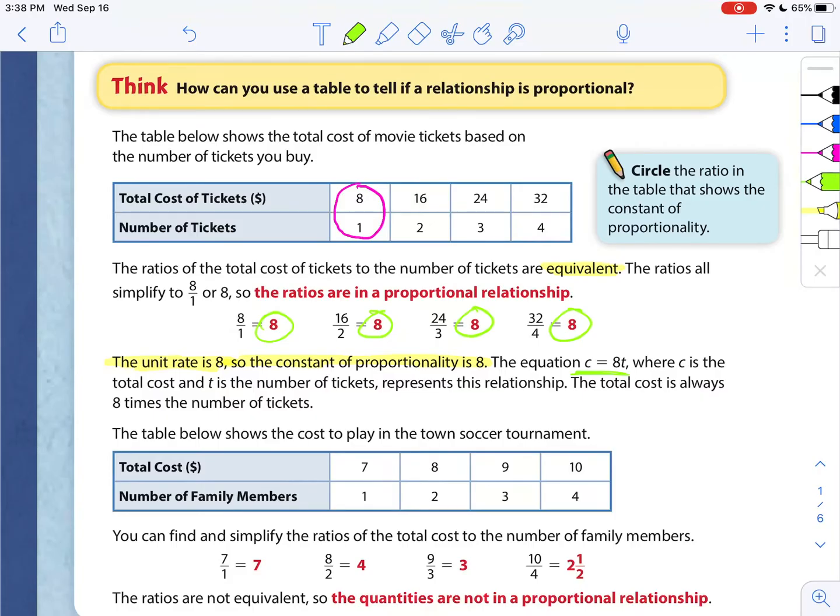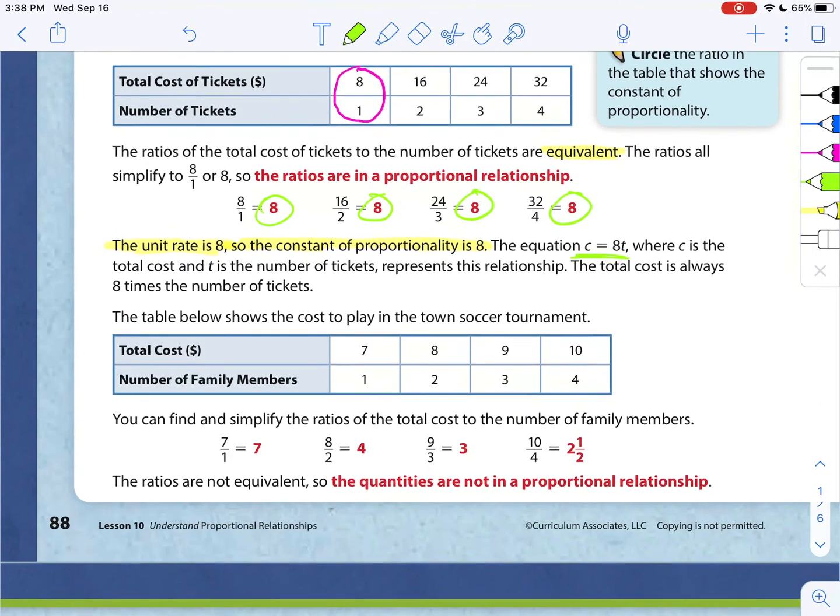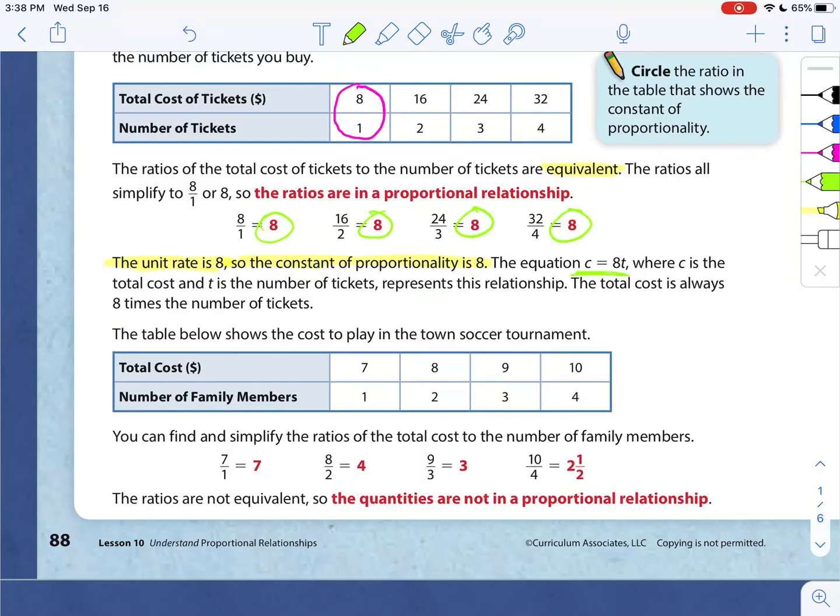The table below shows the cost to play in the town soccer tournament. So we can see from the table, it costs $7 for a family of 1 to play. It costs $8 for a family of 2, $9 for a family of 3, and $10 for a family of 4.